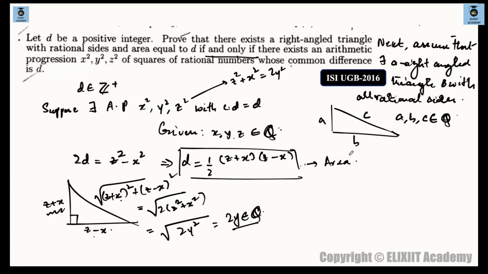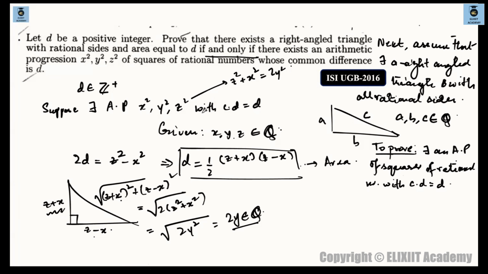माने D इज इक्वल टू, D क्या होगा फर्स्ट ऑफ ऑल, ठीक है, ये लिख लो पहले, to prove क्या बोला मैंने? To prove there exists an AP of squares of rational, we have to prove that there exists an AP of squares of rational number with common difference equal to D, ठीक है? अच्छा, what is D? D is basically the area. We'll take the help of this, ठीक है? अब D हमें एरिया, D area is now given.